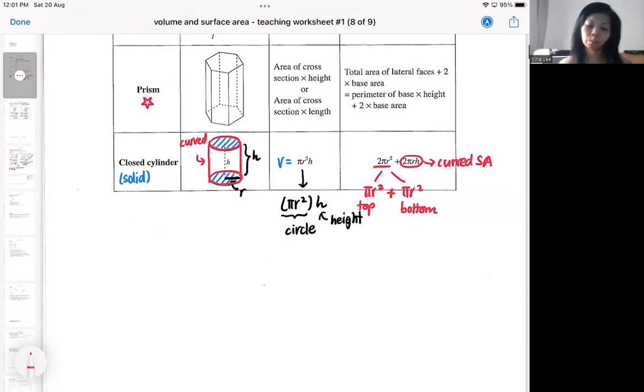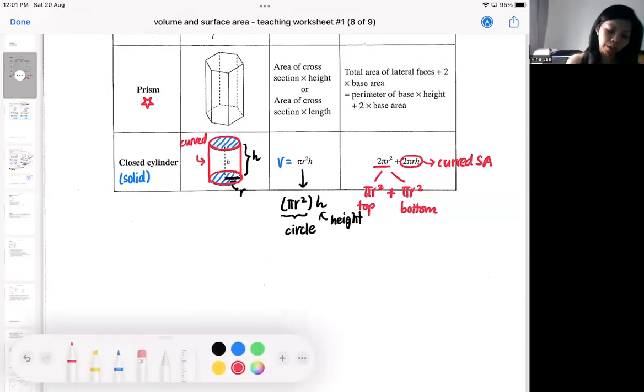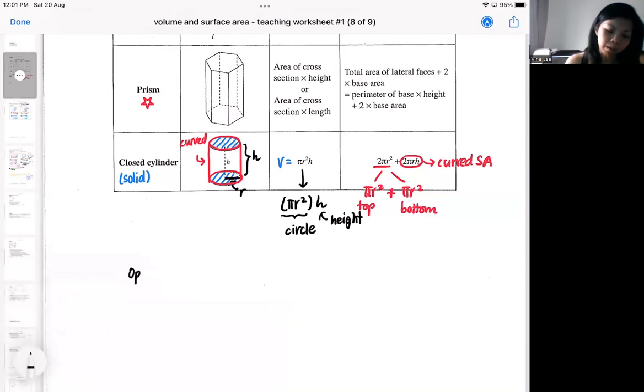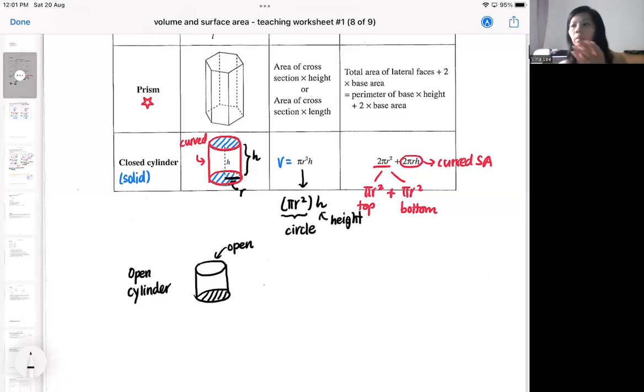Now if you understood what a closed cylinder is, then we explore the idea of an open cylinder. Open cylinder means it's open at the top. When will you see this? It's like your pencil holder, your cup holder. This one has a circular base, so if I open it up, then that will be an open cylinder.